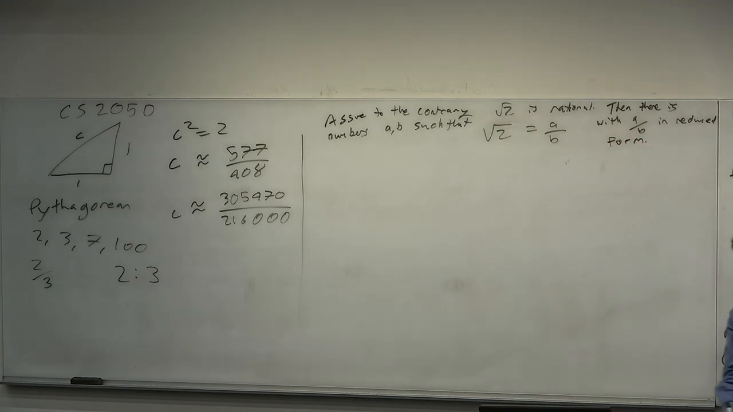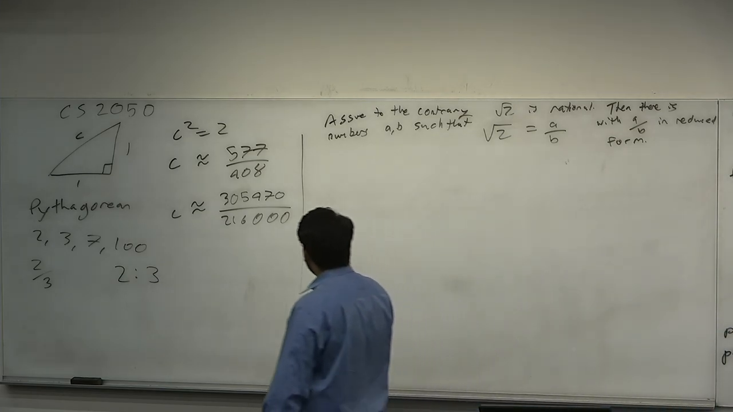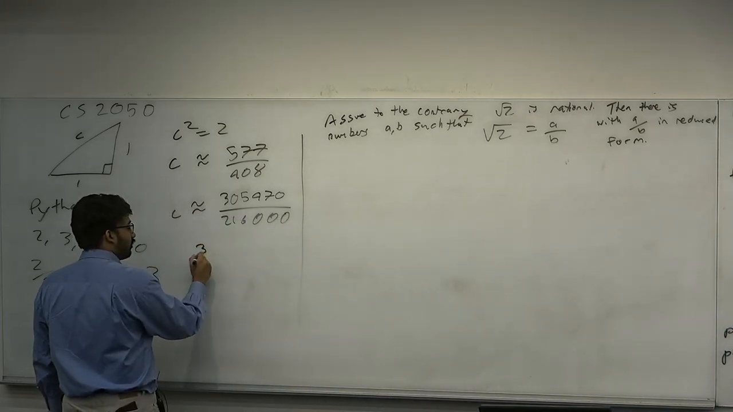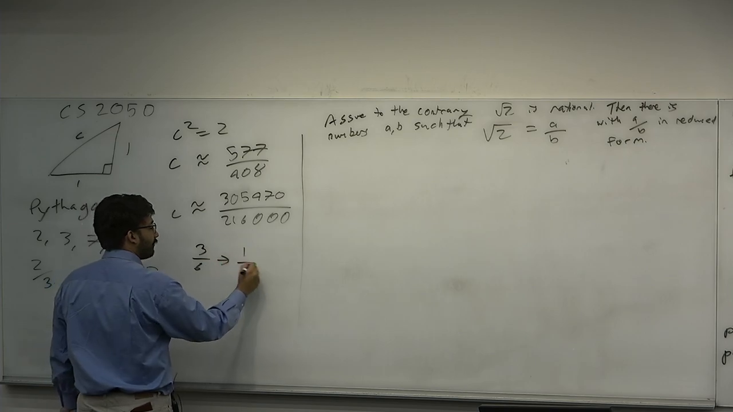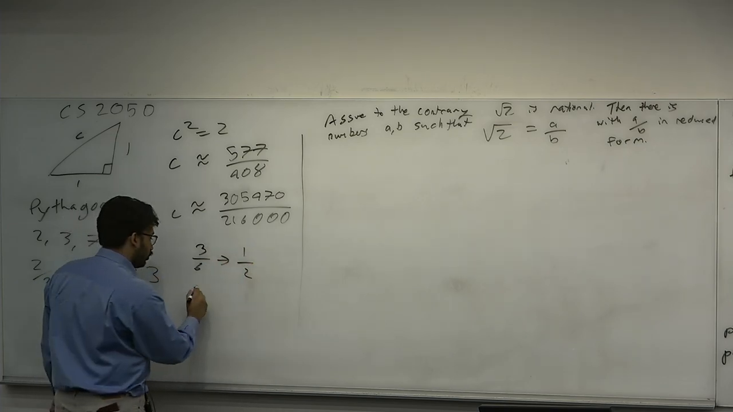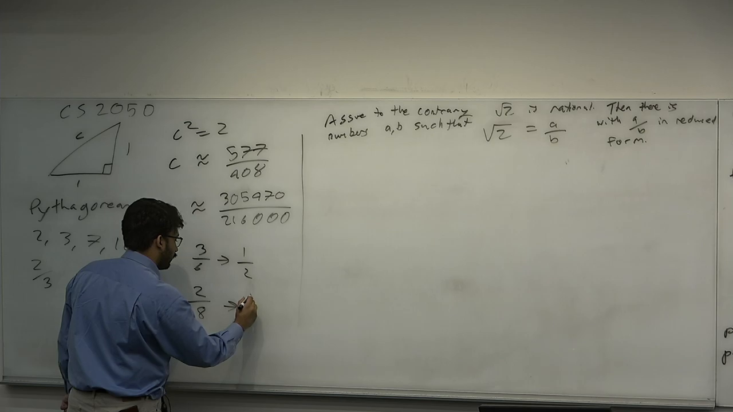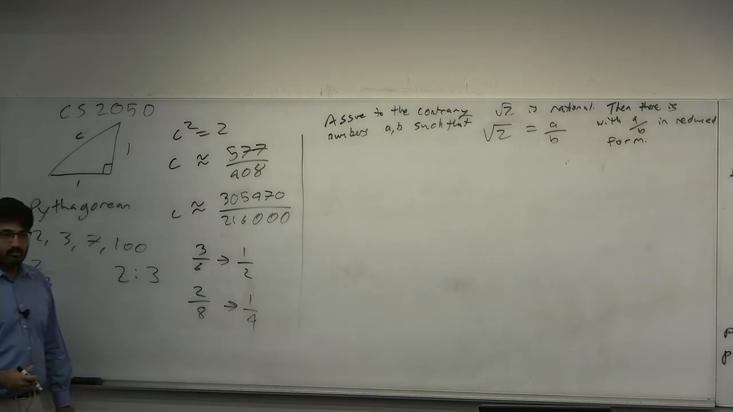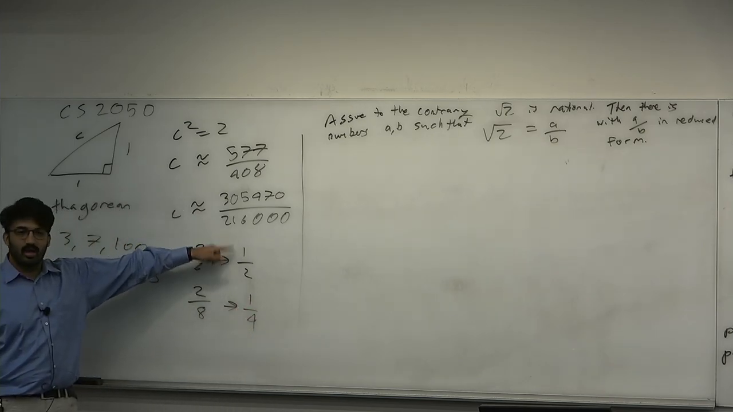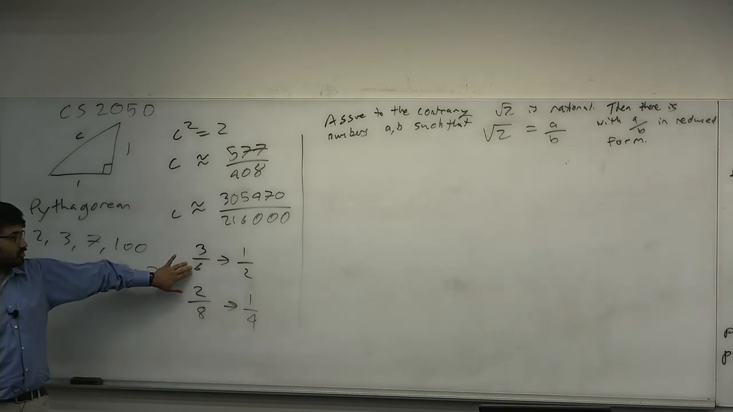So what are we saying here? Assume to the contrary that the square root of 2 is a rational number. It's a ratio. It's a third, a fifth, whatever it is. By reduced form, we simply mean that you've reduced the fraction to the smallest thing. There is nothing that divides both A and B. For example, if you had 3 over 6, you could reduce that to 1/2, right? If you had 2 over 8, you could reduce that to 1/4, and so on. A fraction is said to be reduced if you can't simplify it any further. These are unreduced fractions.